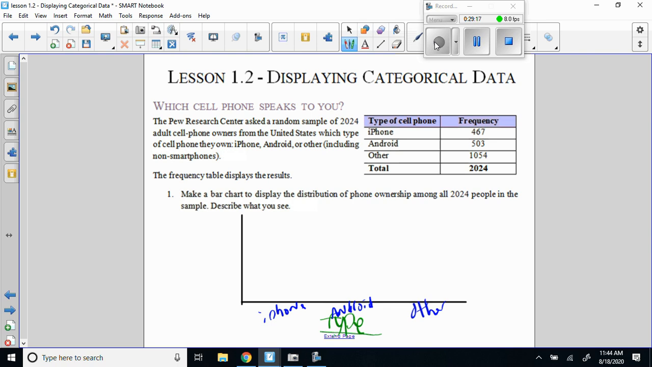Now, over here, we have the scale. It goes up to 1,054. Do you want to make the very top 1,054? No. You want to make it a little bit higher. It's kind of like canning. When you can food, you leave a little bit of headroom. You have to leave a little space up top.